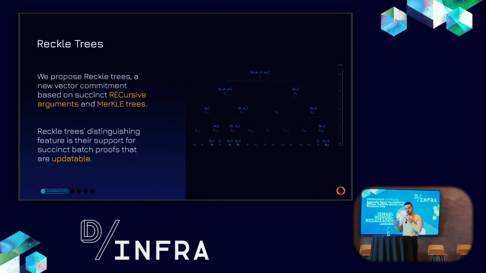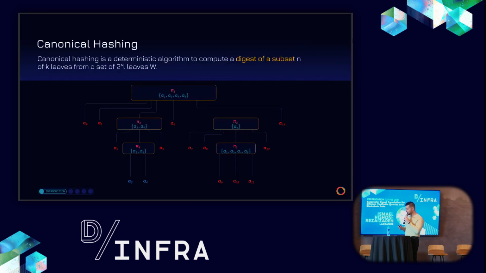What makes Recproofs and Reckle Trees very special? The main differentiation of Reckle Trees is the fact that they are updatable. You can construct batch proofs of computation over some subset of elements within a digest, and then update those batch proofs as either the digest changes or the subset that you're computing over changes.